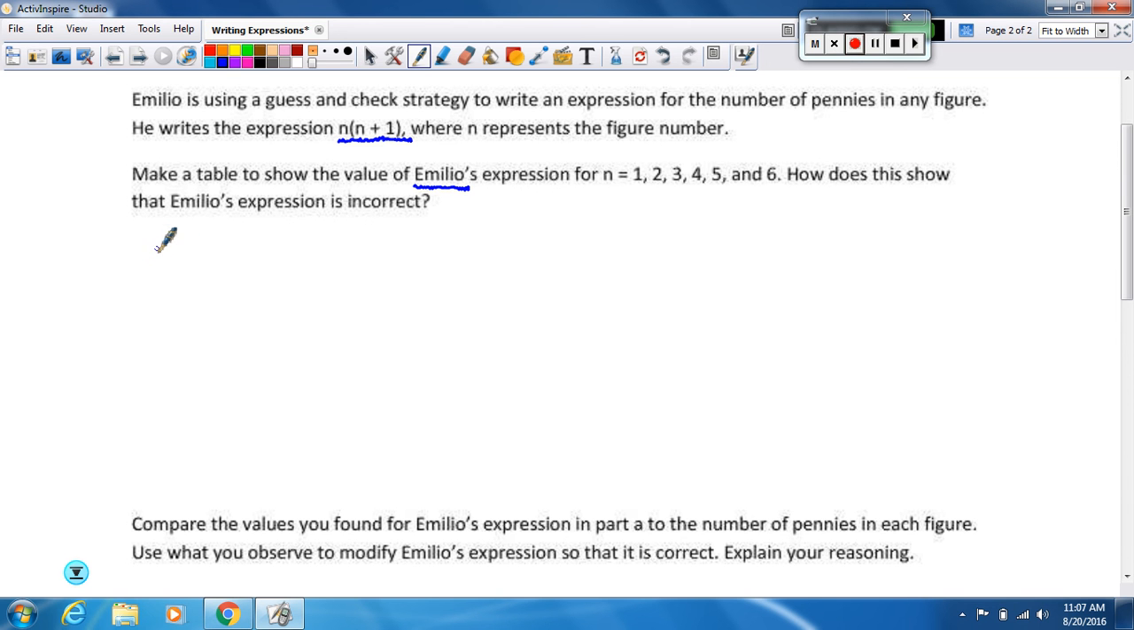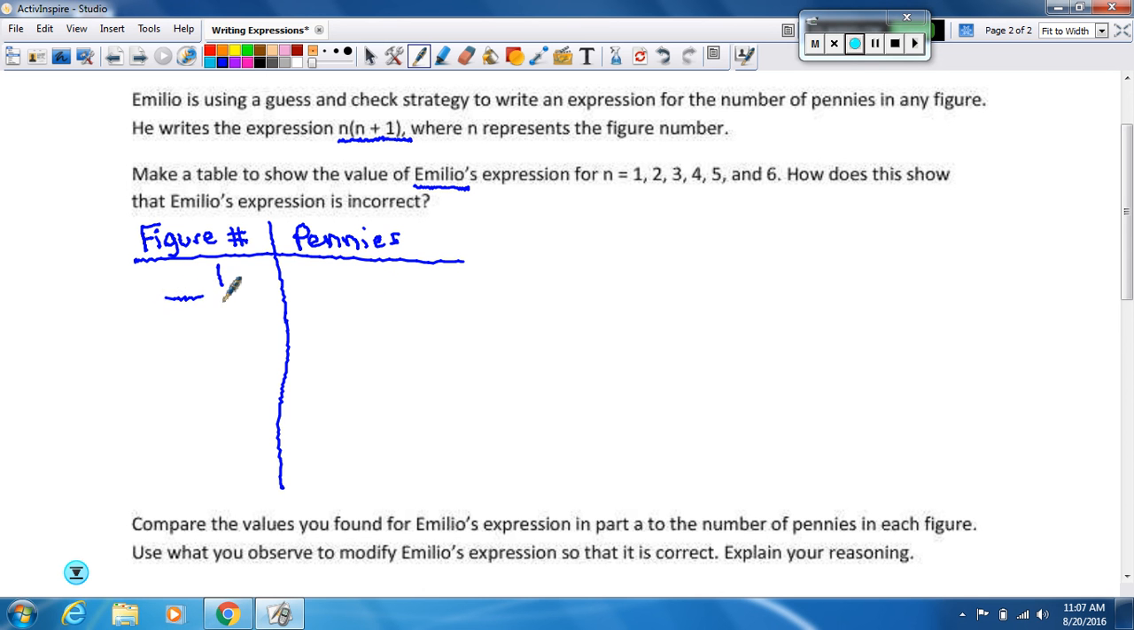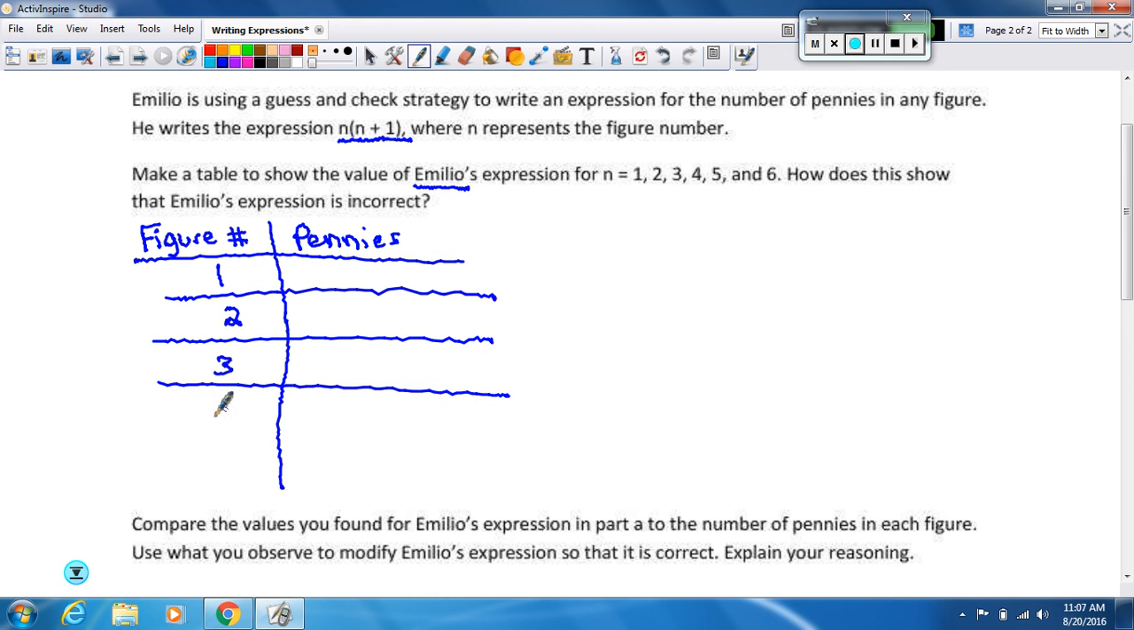Alright, so here Emilio has the figure number and the number of pennies. And they've asked you to use 1, 2, 3, 4, 5, and 6. I think my board is having problems today.